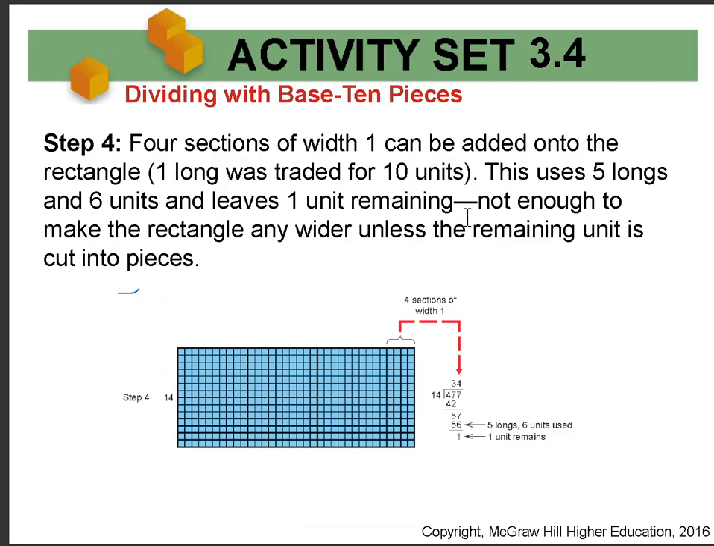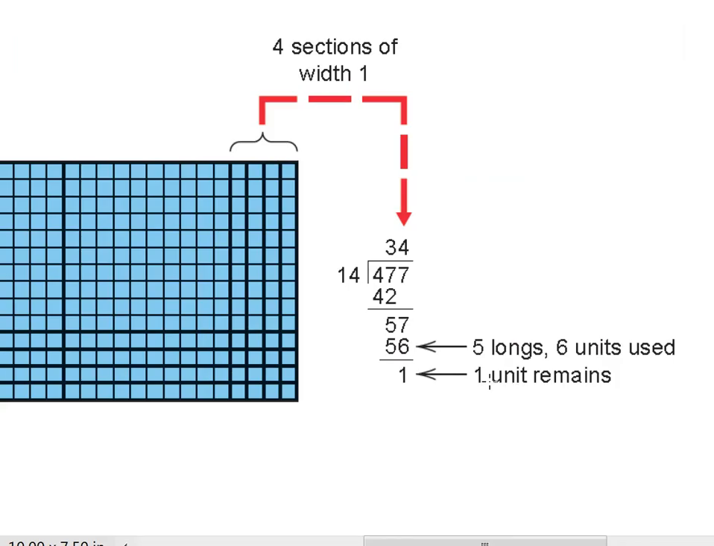Now in step 4, we keep going and we're just using all of our pieces. Remember, we still have 5 longs and 7 units. And so we can put 4 longs with units underneath, and we have to break them up. And then again, we can see that 14 goes into our 57 4 times, and 4 times 14 is 56. And that uses almost all of our pieces.